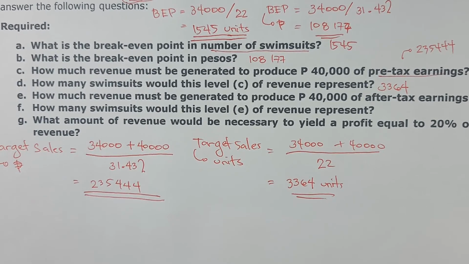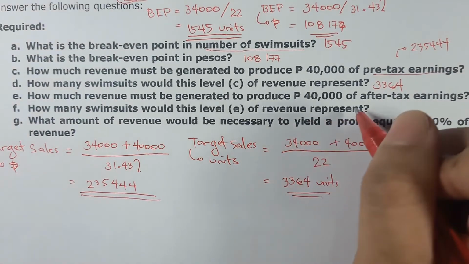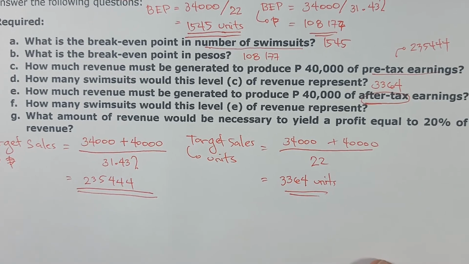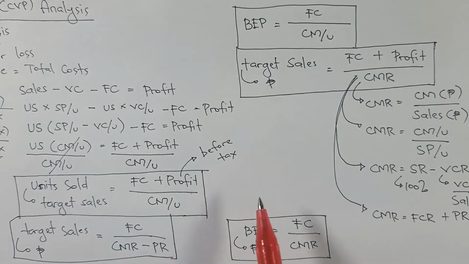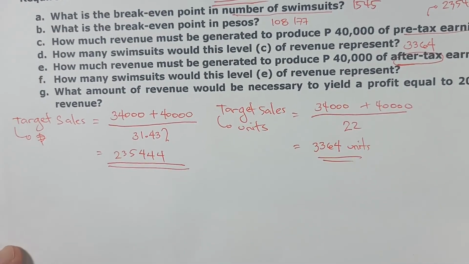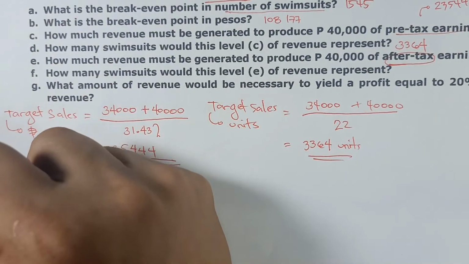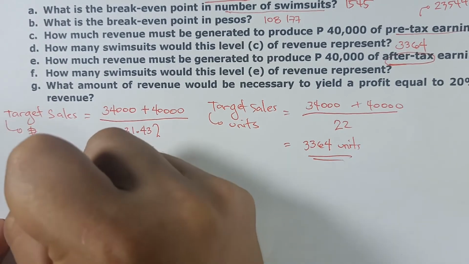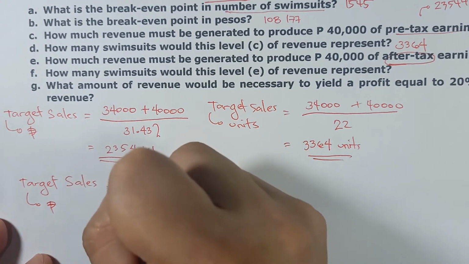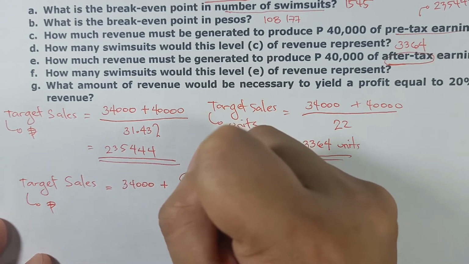Anag. Requirement letter Echo, how much revenue must be generated to produce 40,000 of after-tax earnings? Kapag after-tax ang pinag-uusapan, hindi yan pwede. Why? Because sabi natin kanina, always before tax, dapat yung profit na ina-add. Anag ba? Ibig sabihin, kailangan nating i-work back yung pre-tax or before-tax profit. So, target sales, once again, in terms of peso amount, is equal to 34,000 plus doon sa before-tax profit.